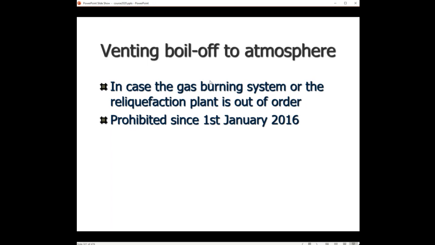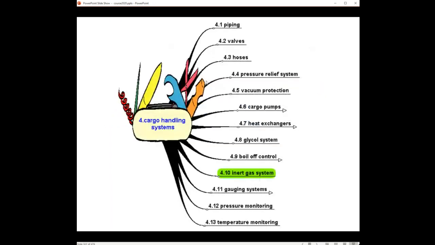The venting of the boil-off to the atmosphere can only be done in case of emergency. And this is what happens, of course, when you fall asleep, the pressure in your tanks rises, and your safety valve opens, then it is vented into the atmosphere. But that cargo is lost. Don't forget that. That is a loss of cargo. It's not allowed, but okay, it's for your safety at that moment. But in normal operations, no boil-off is sent to the atmosphere. Good. That was it for the boil-off control.